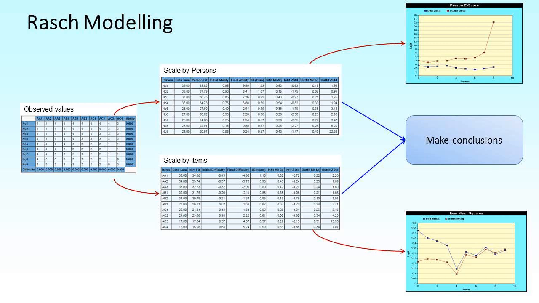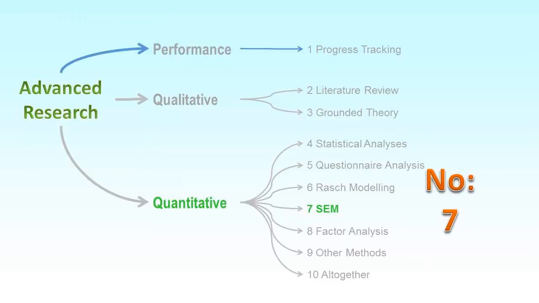AsterWrite makes Rasch modeling readily accessible. Students can input data from an Excel file. All pertinent outputs are produced automatically. Coming in at number 7 is Structural Equation Modeling.